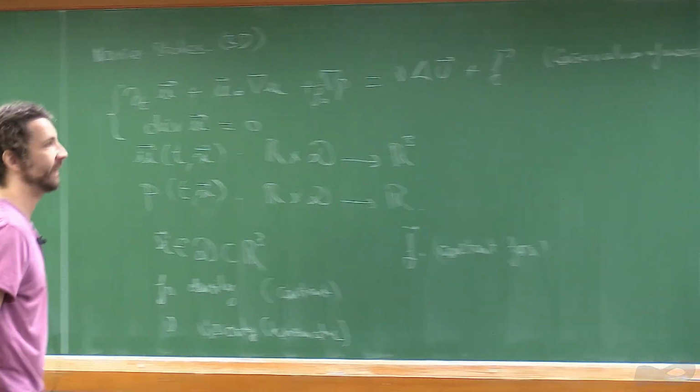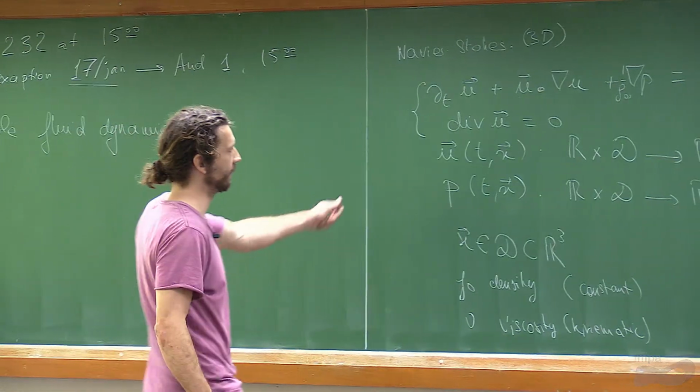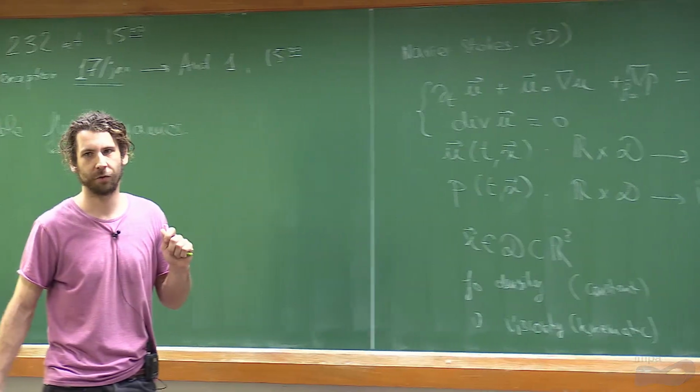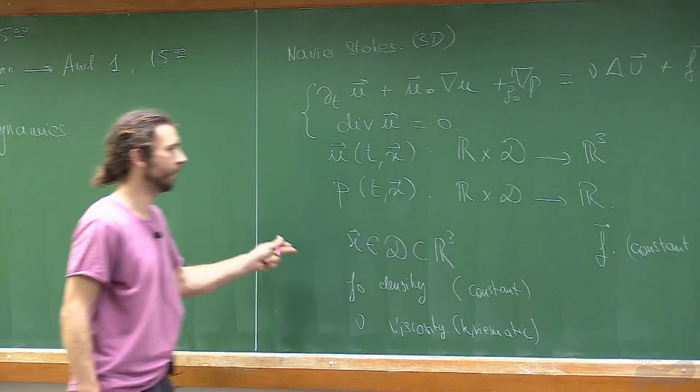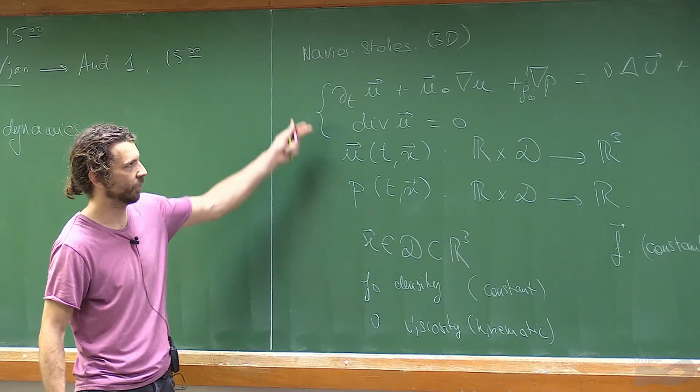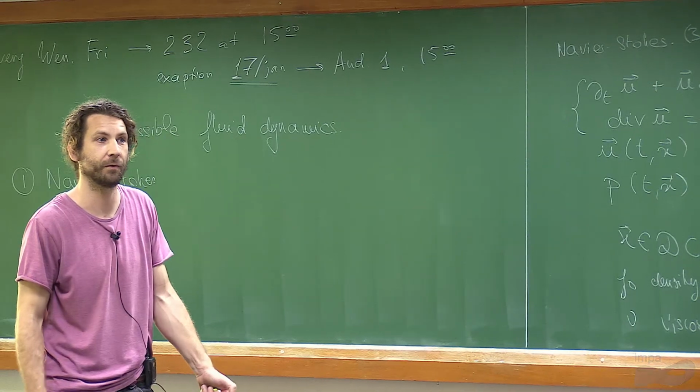So now that we have said that, we have not entirely specified the problem here. So we need to say two things. The first thing is that we need to supplement those equations with some type of boundary conditions for the velocity field.